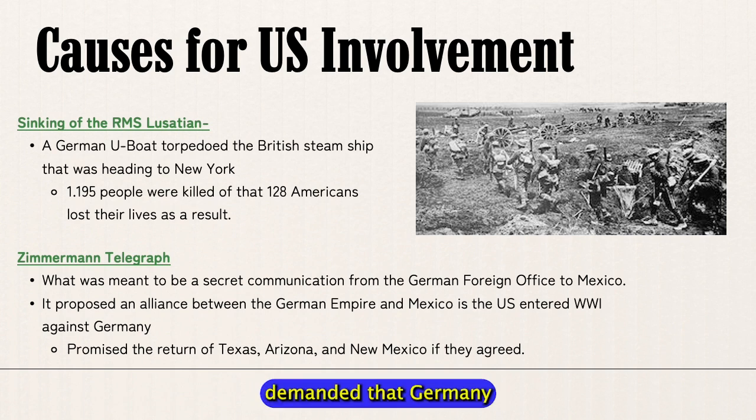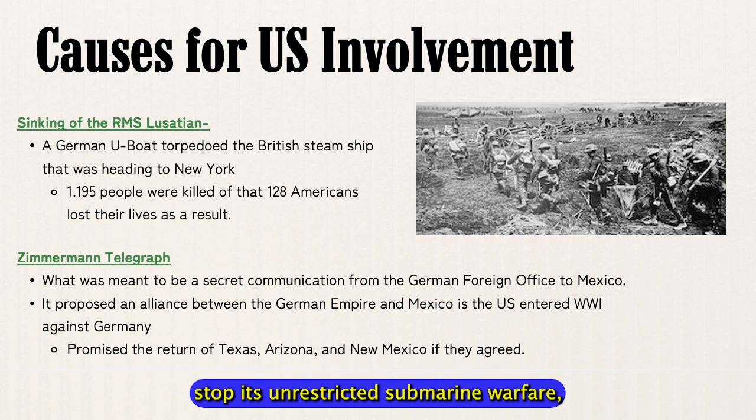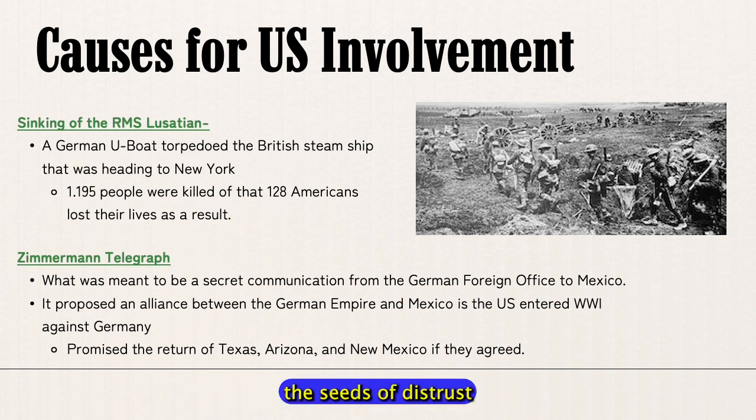President Woodrow Wilson demanded that Germany stop its unrestricted submarine warfare, and for a time Germany complied. However, the Lusitania incident planted the seeds of distrust and resentment toward Germany, making it harder for Americans to remain neutral as the war continued.